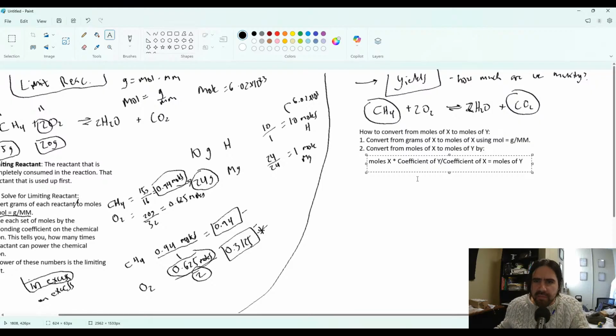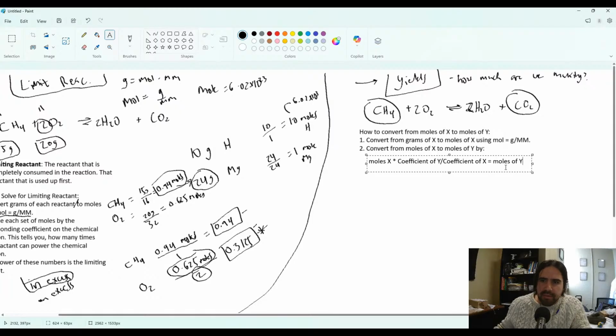So what this means is if I want to go from moles of one thing to moles of another thing, I take the moles of that starting material, multiply it by the coefficient of what I want to turn it into, and then divide that number by the coefficient of my starting material. That's going to change it from moles of my starting material into moles of my ending material. We'll go through an example of this in a second.